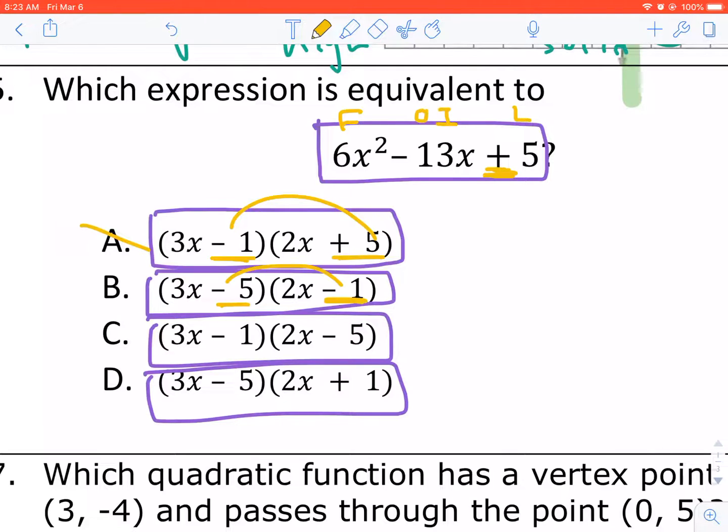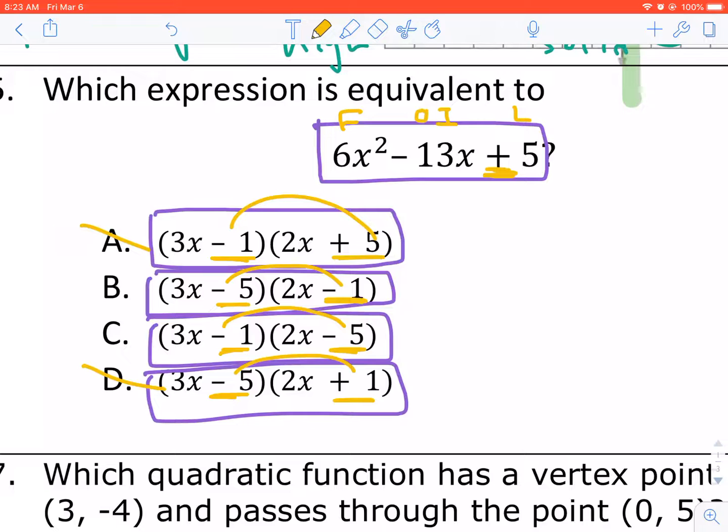A negative 5 times a negative 1, a negative times a negative could be a positive. So B is a possibility, just looking at this strategy. A negative 1 times a negative 5, negative times a negative is a positive. So again, C is also a possibility. Negative 5 times a positive 1, a negative times a positive is a negative. So answer choice D is out.